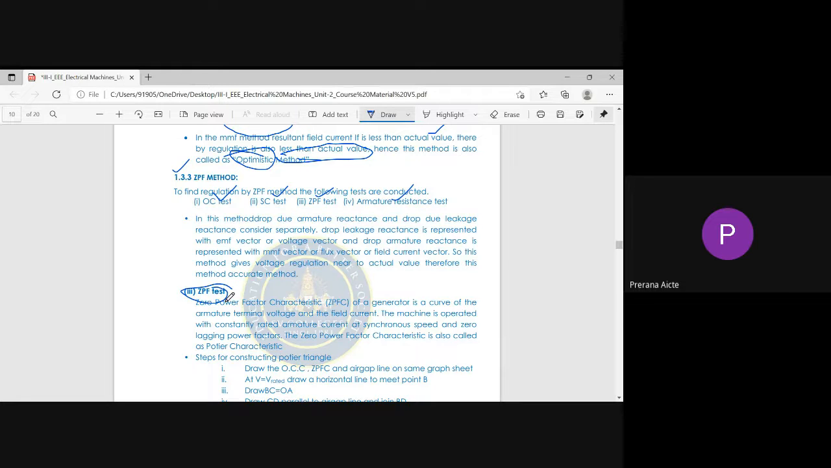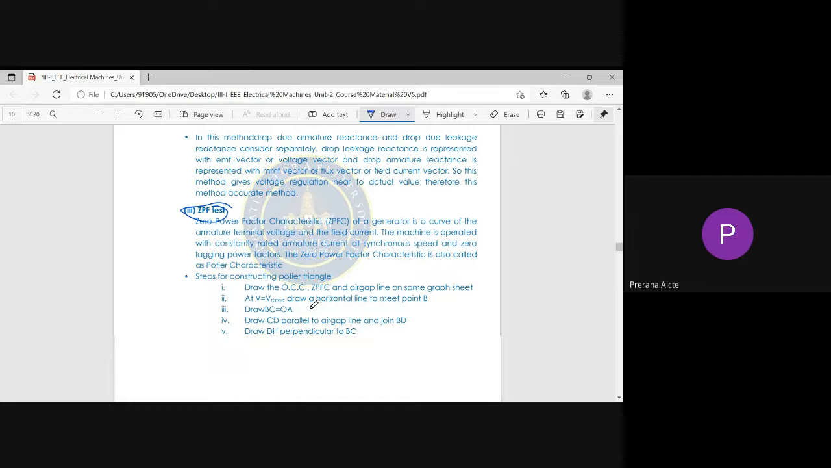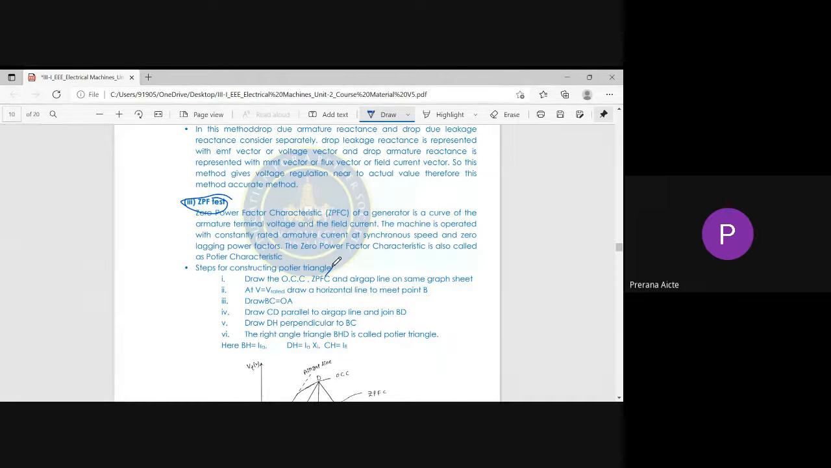Now the inductance value is increased. The load inductance value increases from minimum to maximum, and the field current is adjusted in such a way that the rated current is still maintained on the armature terminals of the alternator. From that we draw the ZPF curve, the zero power factor characteristics curve.